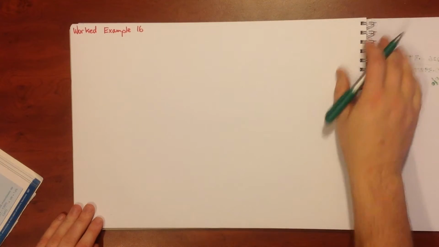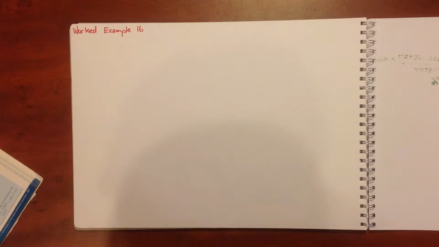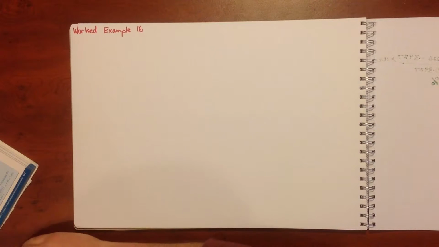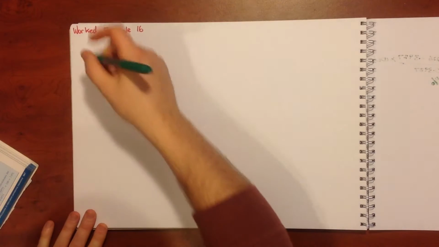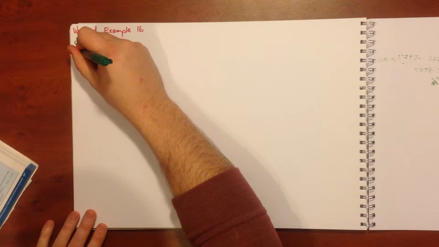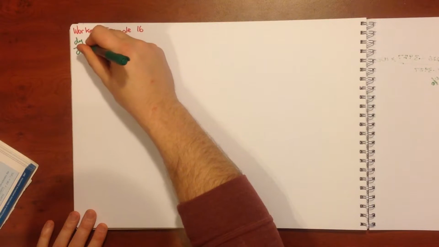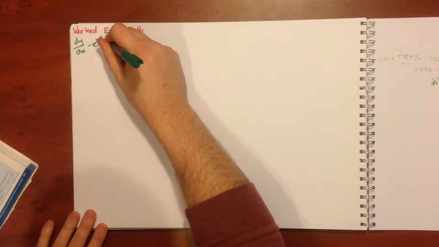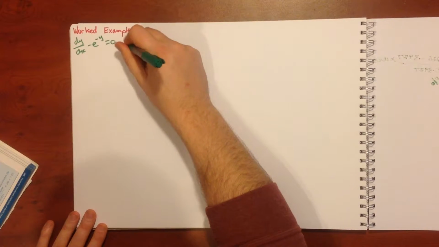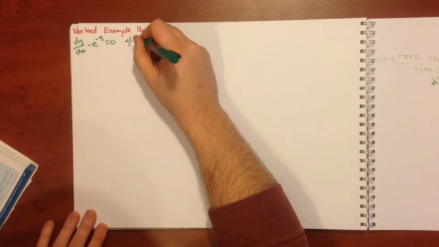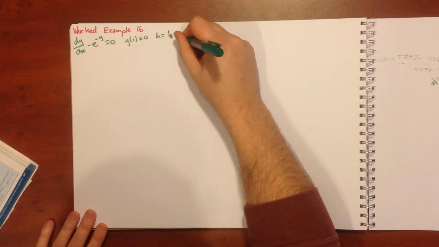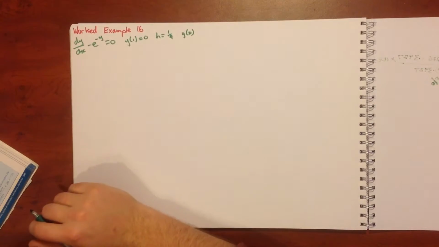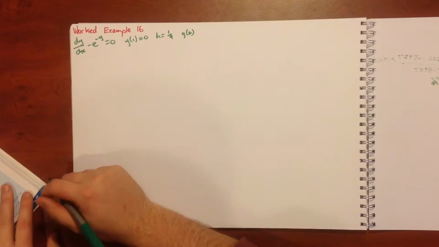So we'll have a look at worked example 16. This is for type 2 differential equations. This time we're going to use Euler's method to tabulate the solutions to the differential equation dy/dx minus e to the negative y equals 0, y(1) equals 0, for h equals 1 on 4, to approximate y(2).